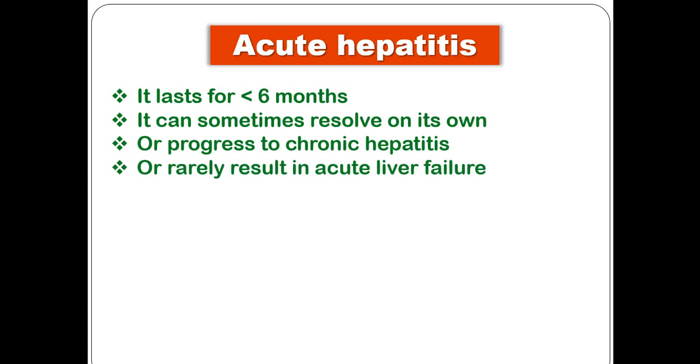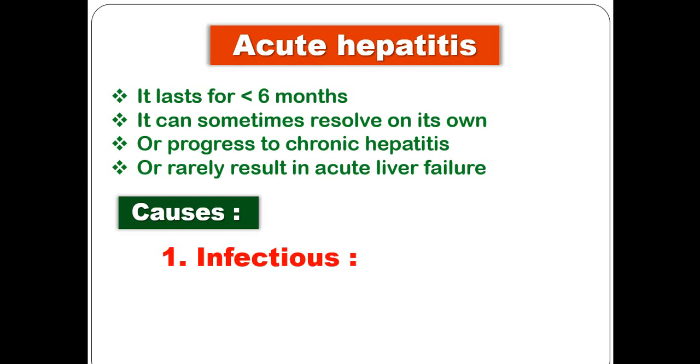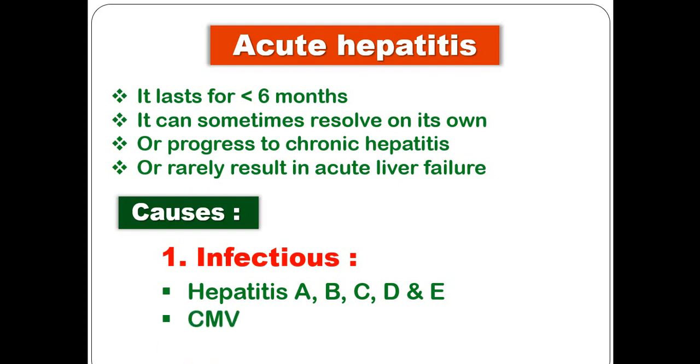Now, the acute hepatitis causes could be infectious or non-infectious. You remember the gross division of hepatitis into infectious and non-infectious, so the same rule is followed in acute hepatitis. In infectious, the most common cause is viral hepatitis due to the hepatotropic viruses as a group, that is A, B, C, D, and D usually comes with hepatitis B infection, and finally hepatitis E. Other viruses that cause acute hepatitis are cytomegalovirus and Epstein-Barr virus.